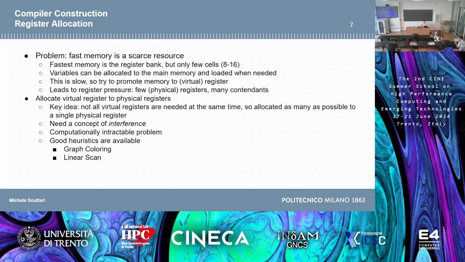Once more, as I said, the problem is intractable, but there are two good algorithms to address it. One is the linear scan, which is the one that is implemented, if I remember correctly, in LLVM, and the other is the more traditional one, graph coloring. Graph coloring is interesting because it has a very simple explanation.